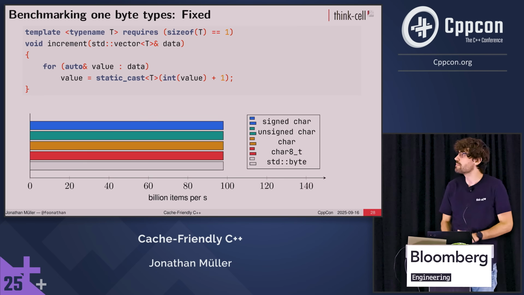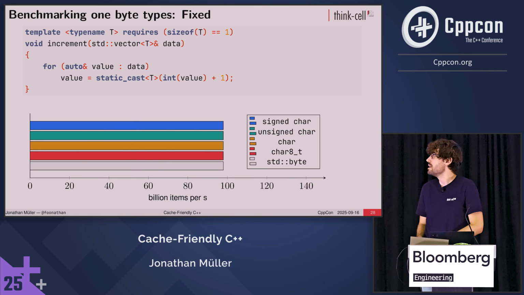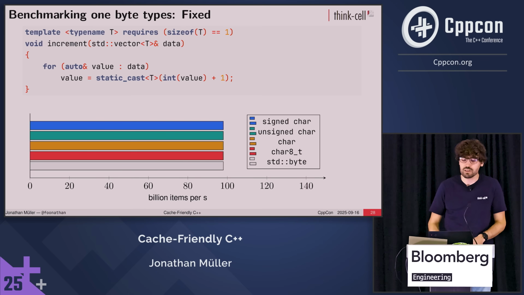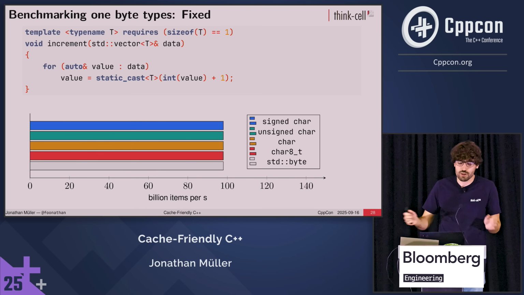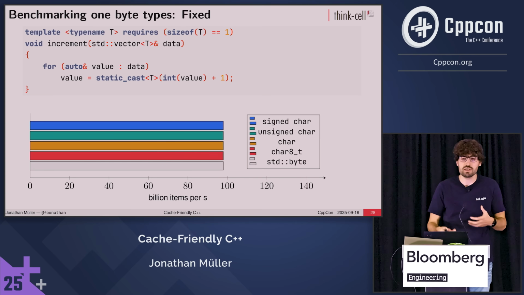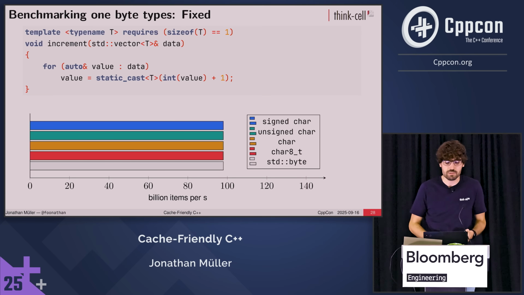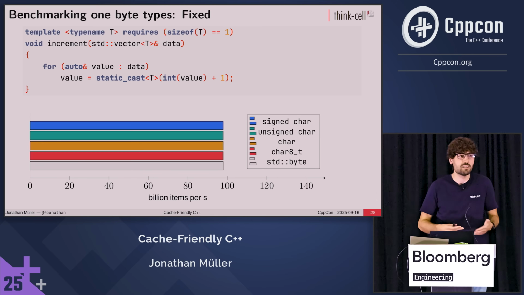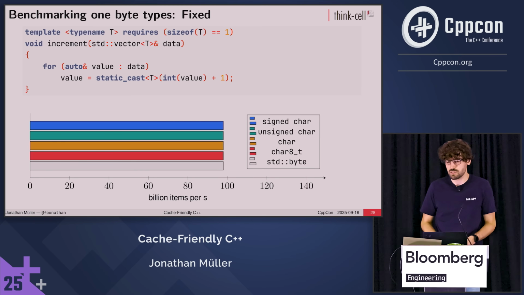So again, benchmark, be really careful when doing any kind of optimization, and especially about the one-byte types because of strict aliasing. It's really unfortunate that they have this property and that we don't have one-byte arithmetic types that we can just use to do arithmetic without having the optimizer mess with us.